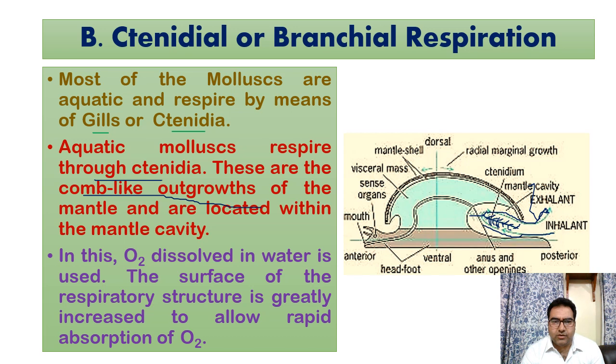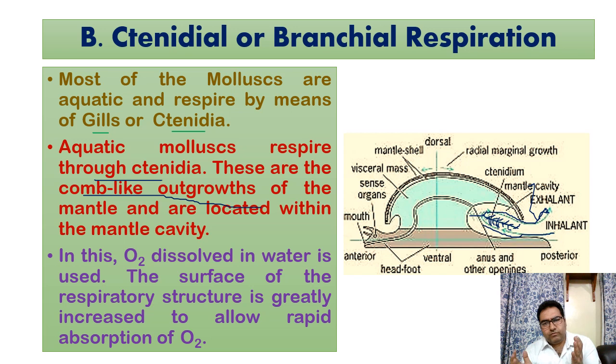So in this, the oxygen dissolved in water is used. The surface of the respiratory structure is greatly increased to allow the rapid absorption of the oxygen. Now, if we talk about the Ctenidia, these are paired, symmetrical, ciliated, and two rows of the flattened gill filaments that are arranged one on either side of the long flattened axis, traversed by the afferent and the efferent vessels through which the hemolymph flows.